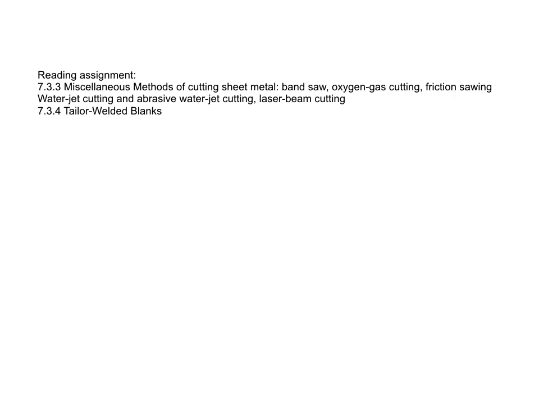Next, reading assignment. In this part of the chapter, the miscellaneous methods of cutting sheet metal like bandsaw, oxygen gas cutting, friction sawing, water jet cutting, abrasive water jet cutting, and laser beam cutting are some of the important processes that are quickly described in your textbook. So take a look at that, as well as read about the tailor welded blanks.